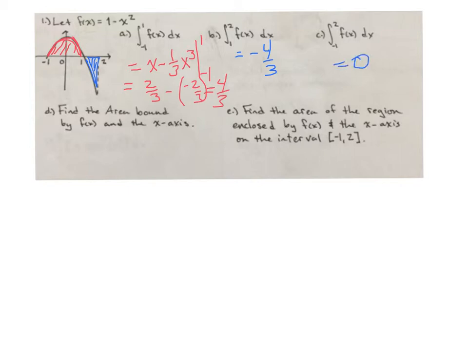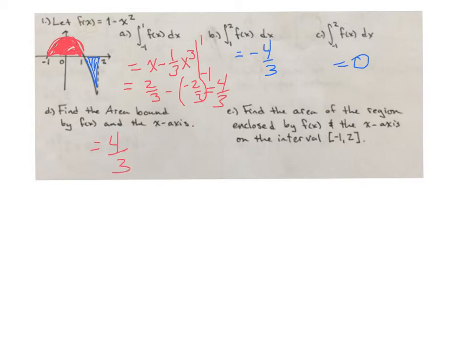All right. So now, finding the areas, that takes a little bit more thought, but if we're going to find the area bound by f of x and the x-axis, that is only talking about this area right here, the one that's completely enclosed by the curve and the x-axis. And we already found that area in part A, so that one is going to be 4/3.